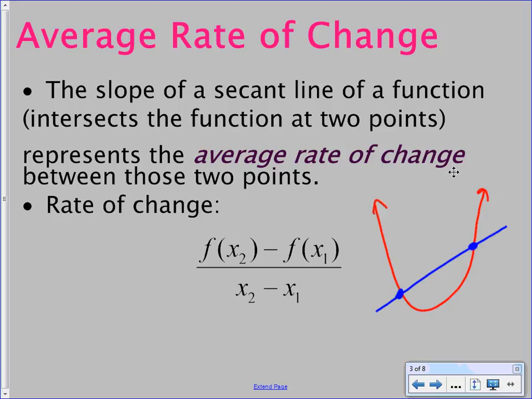I have the red curve up here. It's not linear, we can't find slope, but if I draw a line through it, it hits it twice, and I can find the slope of this blue line, and it would represent the average rate of change between these 2 points on the curve.